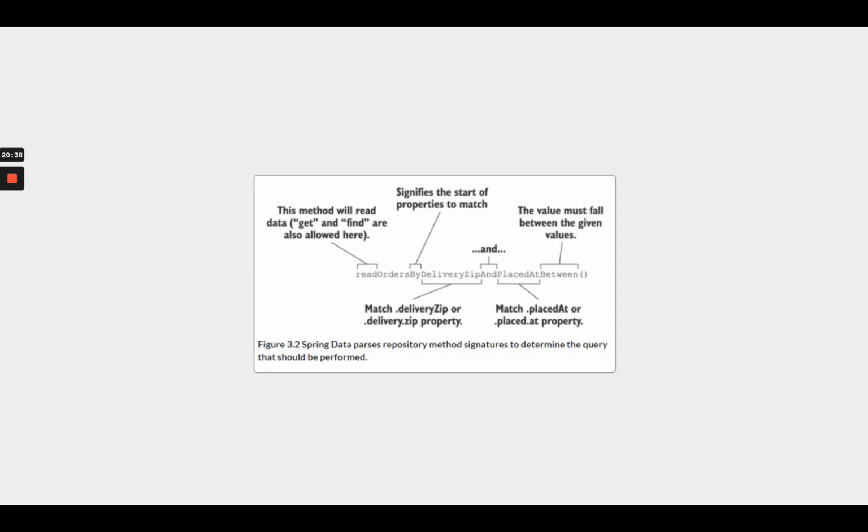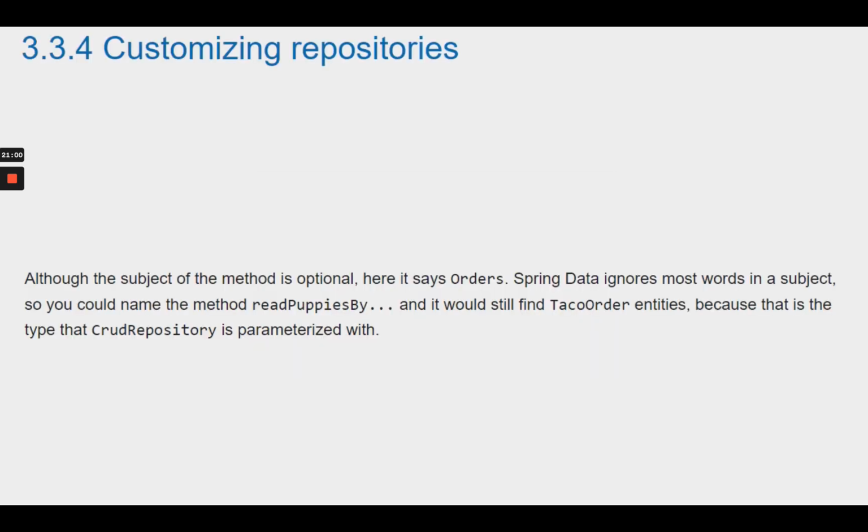As you can see, the verb in readOrdersByDeliveryZipAndPlacedAtBetween is read. Spring Data also understands find, read, and get as synonymous for fetching one or more entities. Alternatively, you can also use count as the verb if you want the method to return only an int with the count of matching entities. Although the subject of the method is optional, here it says Orders. Spring Data ignores most words in a subject, so you could name the method readPuppiesBy, and it would still find taco order entities, because that is the type that CRUD repository is parameterized with.